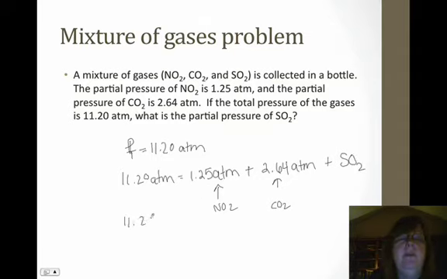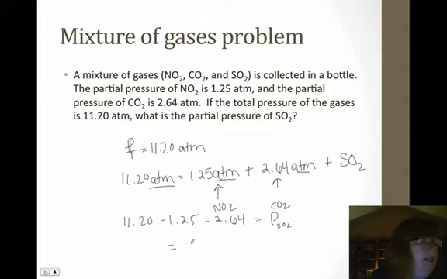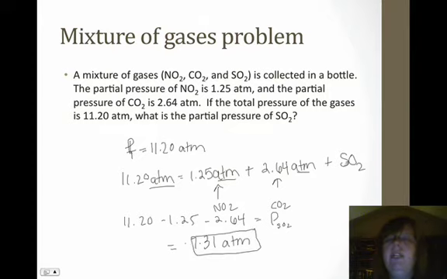So it's going to be 11.2, and notice atmosphere, atmosphere, atmosphere, all the same unit, so good. Minus 1.25 minus 2.64, and we will get the partial pressure of SO2. And that answer is 7.31 atm. So if we added all these together, the 7.31, the 2.64, and the 1.25, they should all add up to a grand total pressure of 11.2 atm.